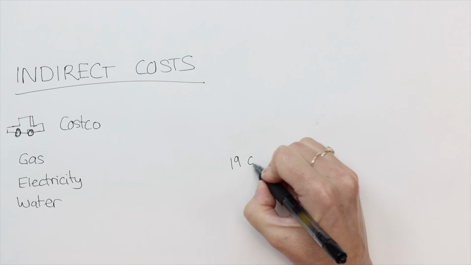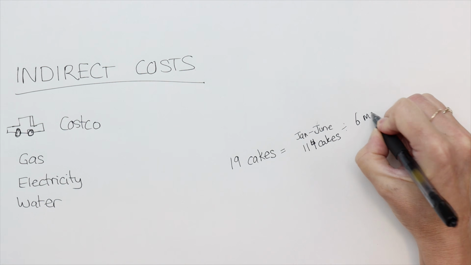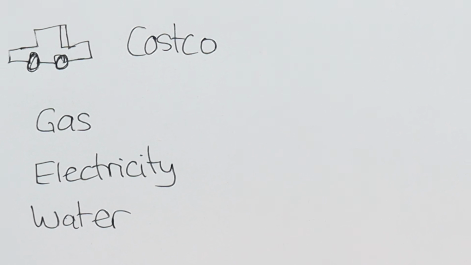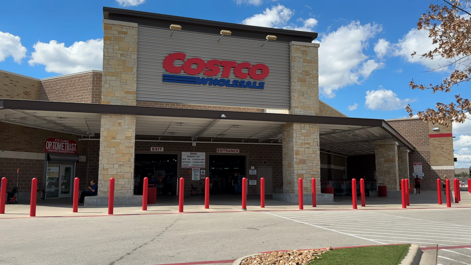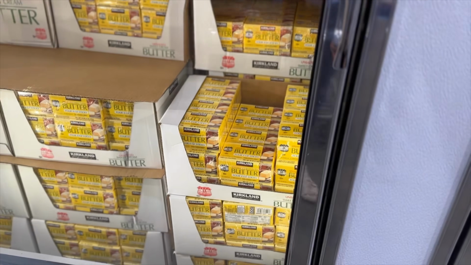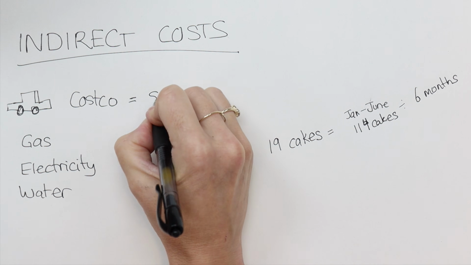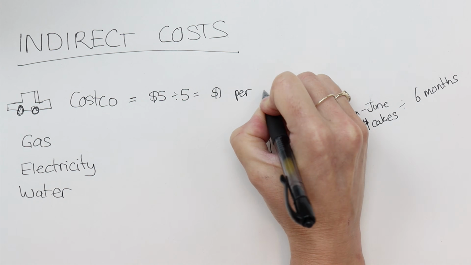Then work out how many cakes you sell each month, which could be an average of how many cakes you sold in the last 6 months. Now it's time to spread out your indirect costs between your cakes so that you include them in your prices. For example, if you need to drive to Costco once a month to buy your baking supplies, and you estimate that the fuel for your car is going to cost $5, and you make 5 cakes a month, that's a $1 cost added to each cake you make.